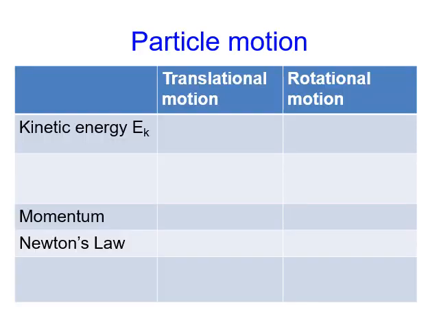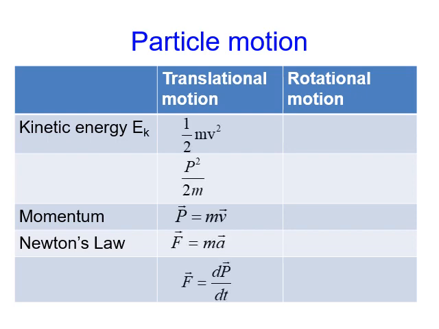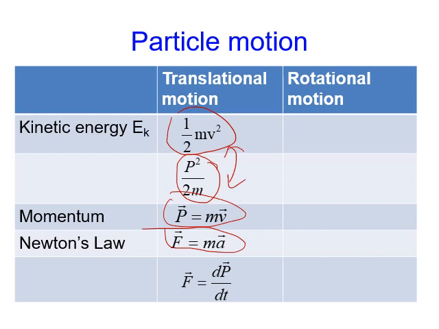Here are some important equations in classical mechanics. Kinetic energy is half m v squared. Momentum is m times v. Newton's law is m times acceleration. Now, because momentum is m times v, kinetic energy can also be written as momentum squared divided by 2m, p squared divided by 2m. These two equations are equivalent.